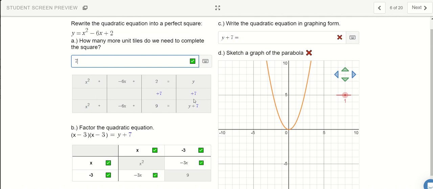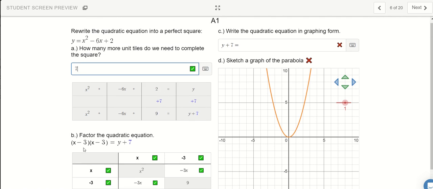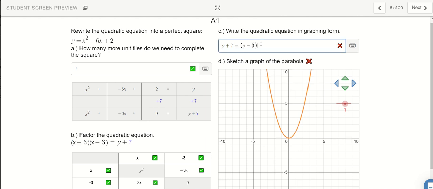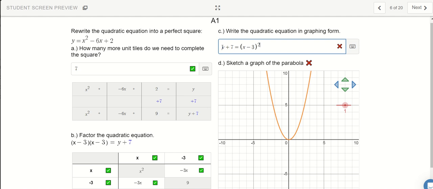Okay. So now that I have my completed box, I have x -3 times x -3, which is the same as x -3 squared. And notice that next to the y, when we added 7 to both sides, do you see how we have the extra +7 here? That's because we added 7 to both sides. This is not quite in graphing form yet because everything needs to be on one side. So the opposite of +7 is -7. Move the 7 over here. And now this is our graphing form.